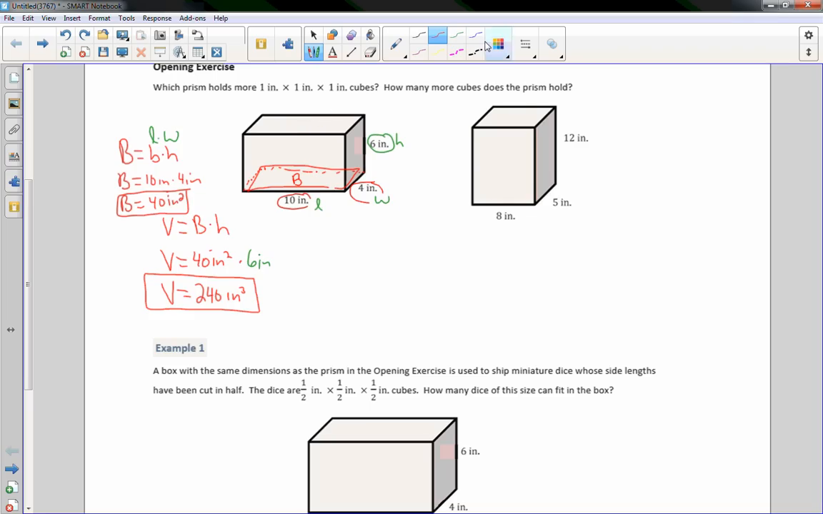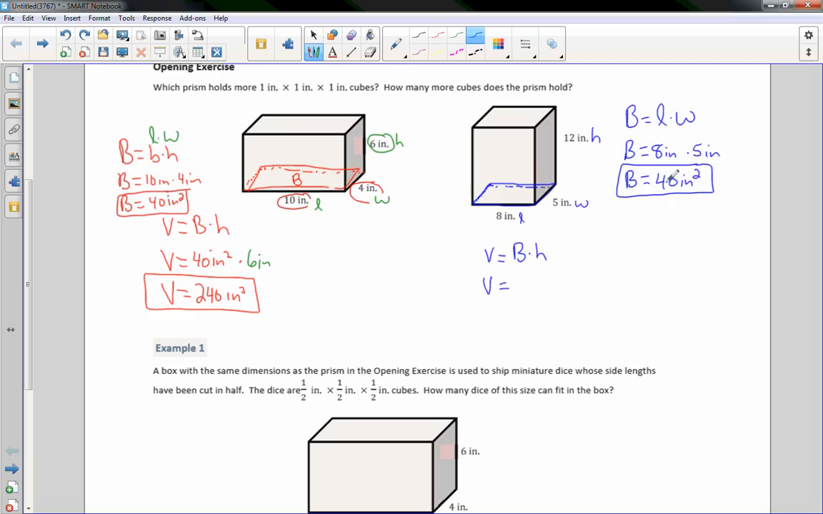Now we're going to do the same over here. So let's call this L, let's call this W, and let's call this height, H. So if I come over here and over here, okay, that is my base, which is a rectangle. So my capital B is what I focus on first, and that is length times width. So my capital B equals 8 inches times 5 inches. So my base area is 40 inches squared. So I'm going to use this in my volume formula. And my volume formula is base area times height.